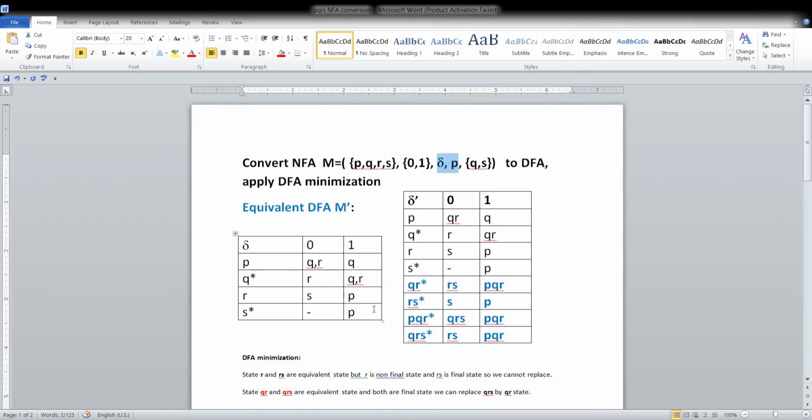So this is a given transition table for the NFA. So let's find the equivalent DFA M dash. In this, we are considering all 2 raised to Q states, but here we are not using all 2 raised to Q states. Instead of that, we will add the state if it is required. Otherwise, no need to consider all the states.